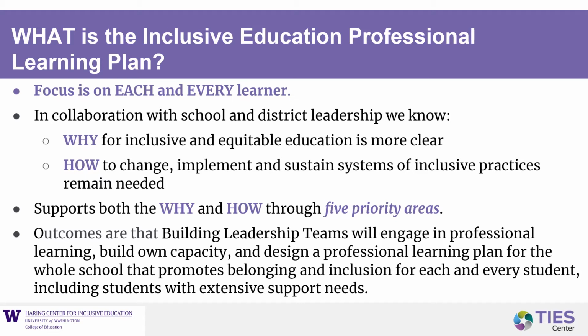This learning plan supports both the why and the how by focusing on 5 identified priority areas, which we will discuss further in a moment. The intended outcomes of the Inclusive Education Professional Learning Plan are that building leadership teams will engage in professional learning to build their own capacity, so that the team can then design a professional learning plan for the whole school to support the implementation of inclusive practices that promote belonging and inclusion for each and every student, including students with extensive support needs. Through this professional learning, entire school teams will feel able and supported to implement and sustain inclusive practices collaboratively across their building and their teams.